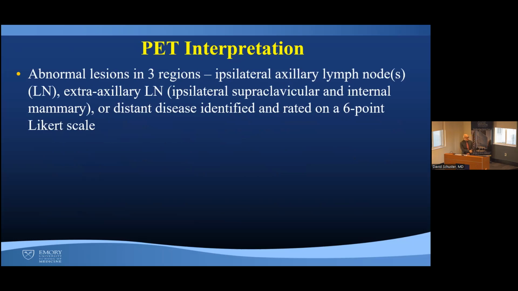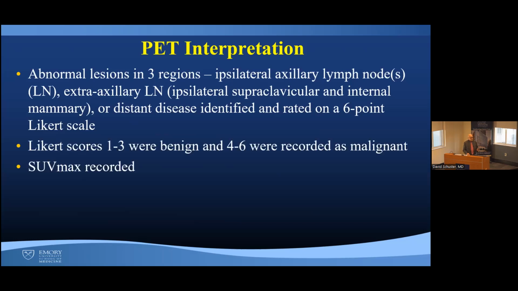So we divided the patient into 3 regions for metastasis. First, we have ipsilateral axillary lymph nodes. Then we had extra-axillary lymph nodes, which were defined as ipsilateral supraclavicular and internal mammary, and then distant disease. And we read these out. We rated them on a 6-point Likert scale. Basically, Likert scores 1 to 3 were benign, 4 to 6 were recorded as malignant. So it's like definitely benign, probably benign, possibly benign.